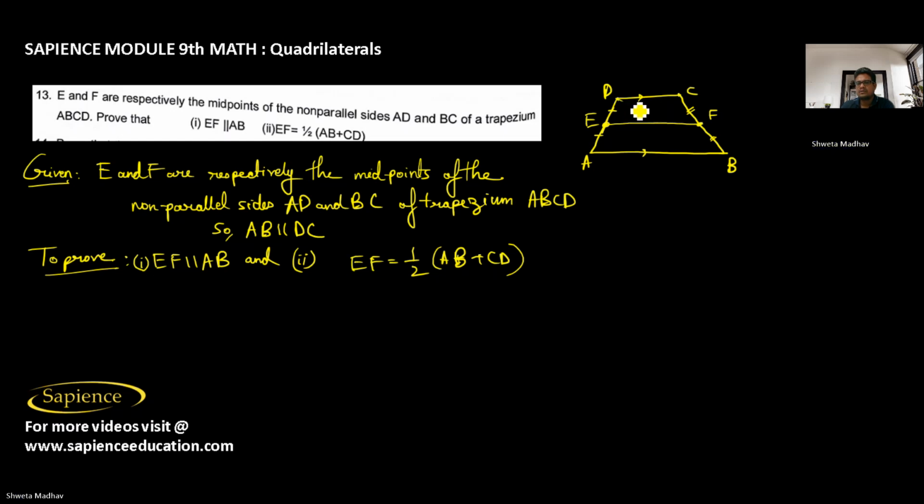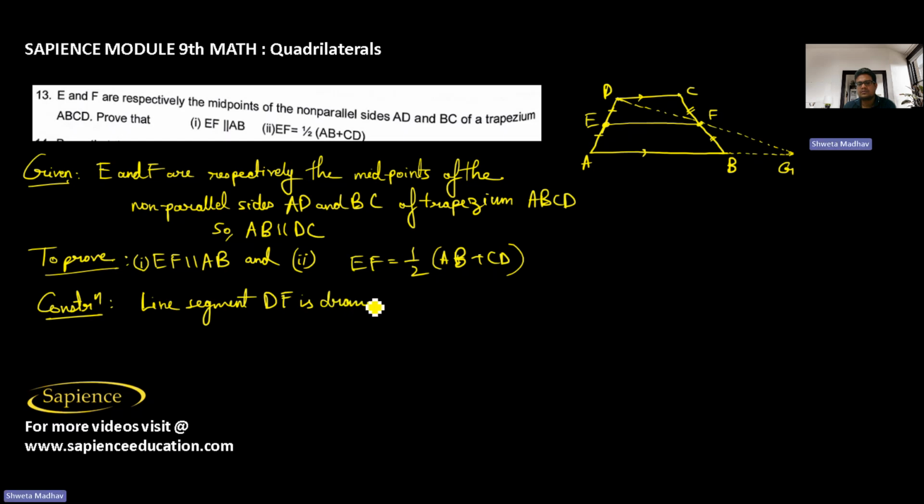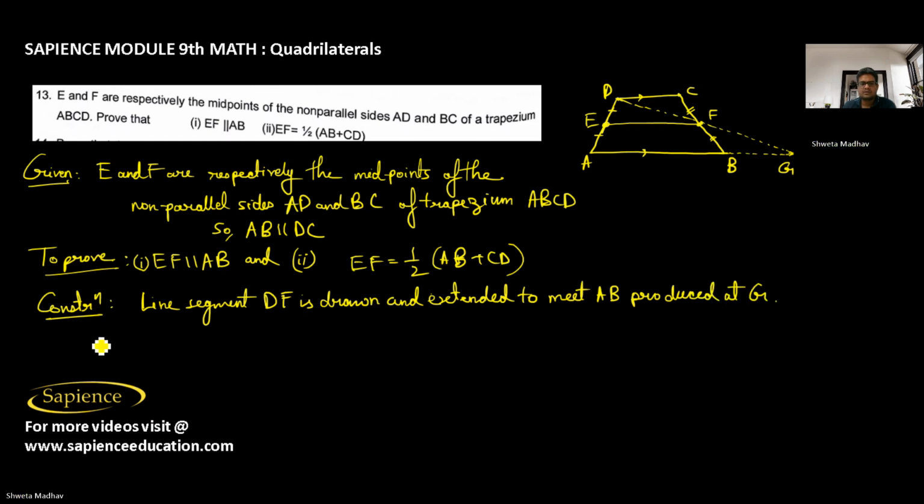Here we can do one construction. We join DF and extend it to meet AB extended at the point G. The construction is: line segment DF is drawn and also extended to meet AB produced at the point G. Then the proof is like this.